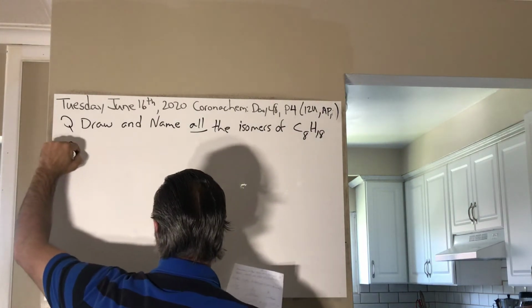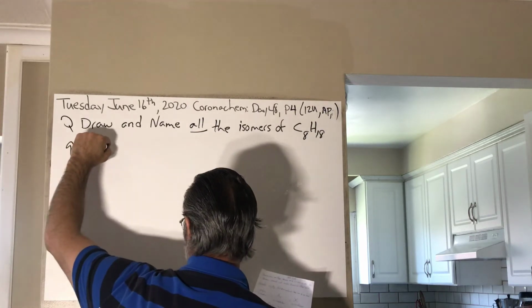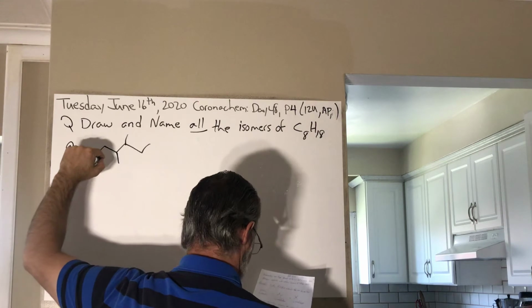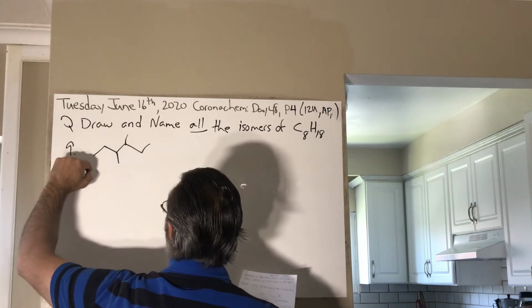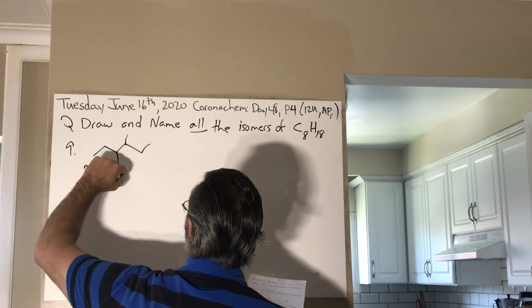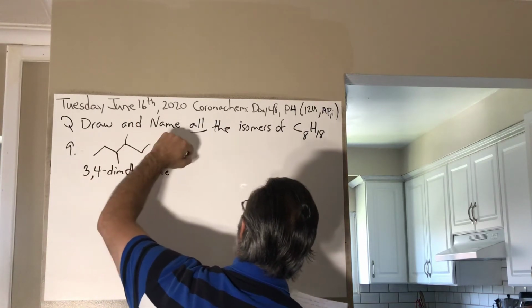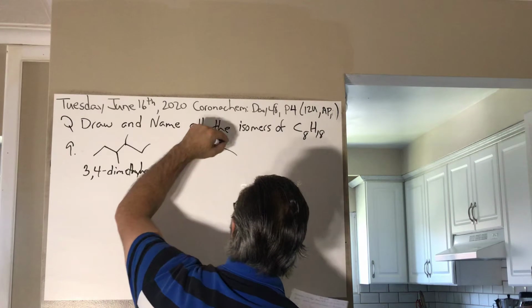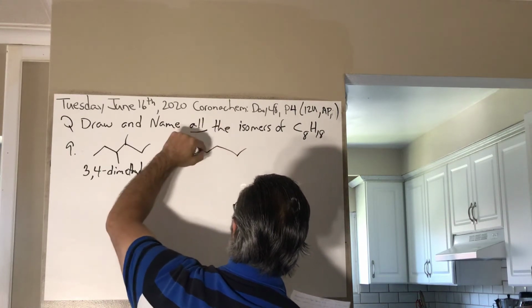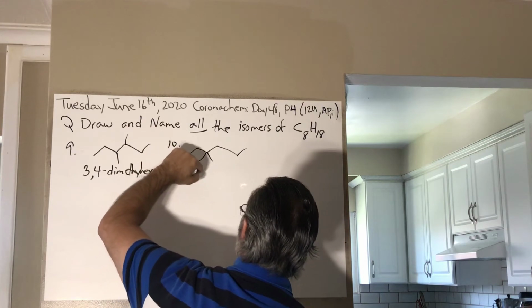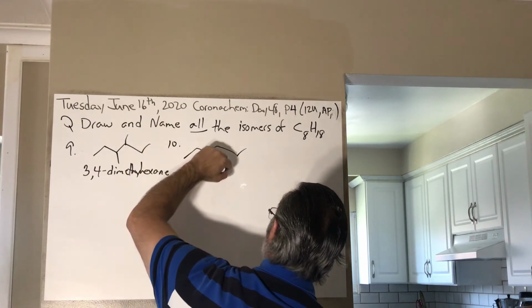So my 9th isomer, as I listed them, 1, 2, 3, 4, 5, 6, I have 3,4 dimethylhexane. I forgot to list 3,3, but I did it after. So my 10th isomer is 3,3 dimethylhexane.